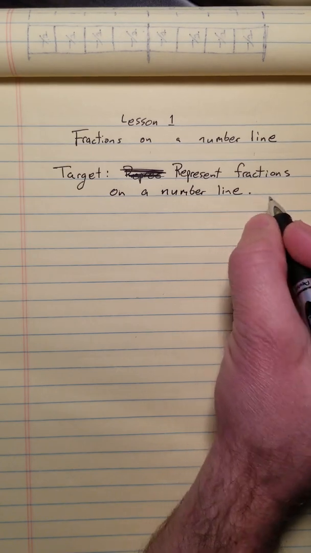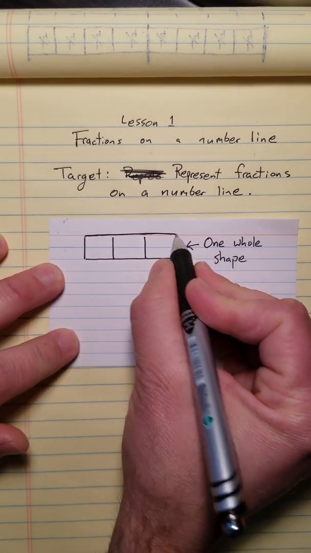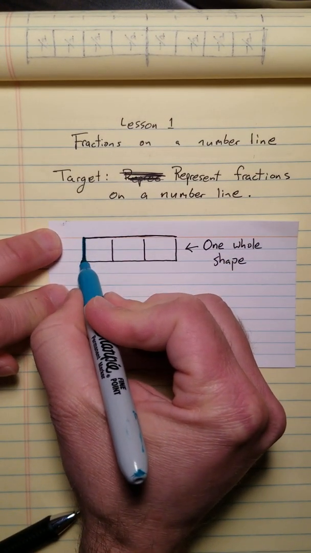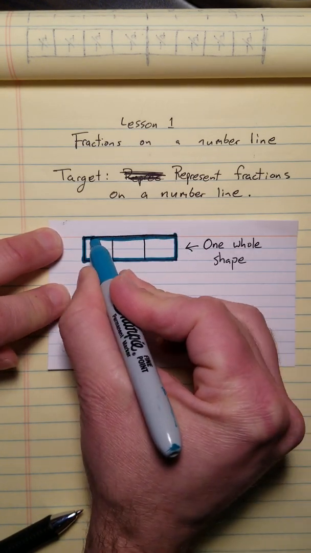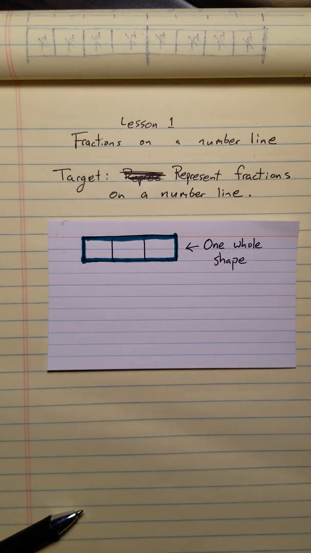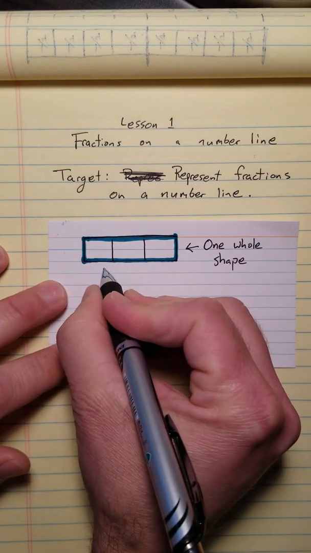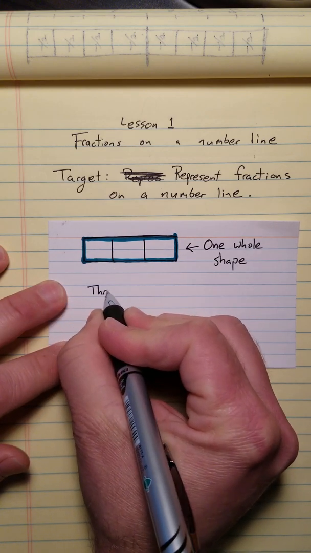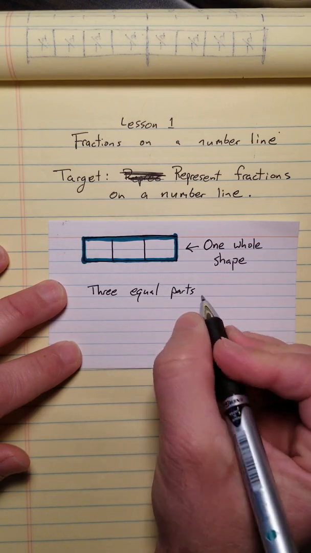Okay, so remember, if this is one whole shape, we'll say this is the rectangle right here. I'll use my trusty blue marker right now. That's the whole rectangle. Now, let's say that this whole rectangle is divided into equal parts, right? So 3 equal parts.